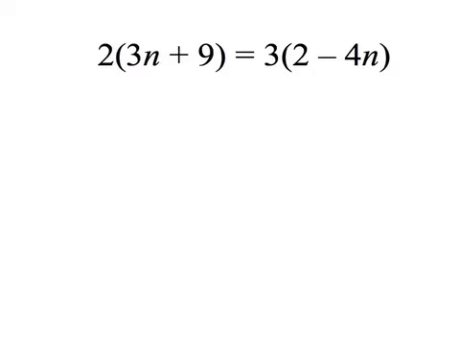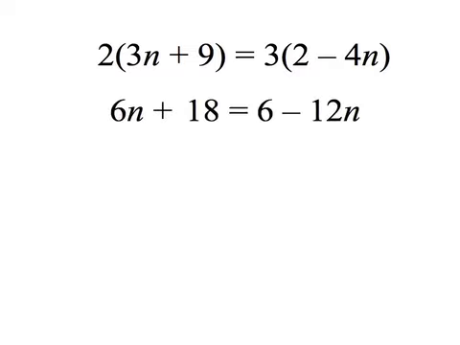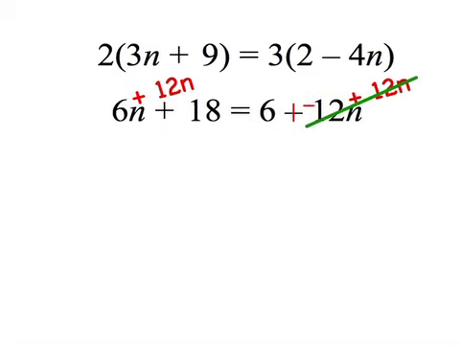Here's a problem that involves the distributive property. Without showing as much work as I have in past lessons, we're going to apply the distributive property. The 2 times 3n is 6n, the 2 times 9 is 18, and on the right side, 3 times 2 is 6, and 3 times 4n is 12n. Now I'll apply the definition of subtraction. I'll take a look at those 4 terms. I'll pick one of them. I pick the negative 12n. The opposite is 12n. I add that to both sides. I mark out the opposites.